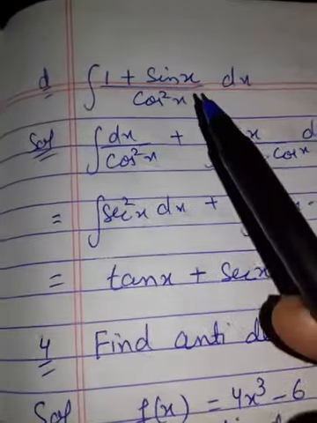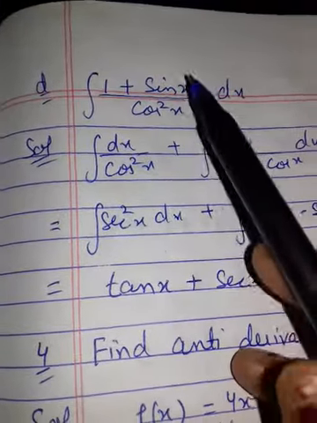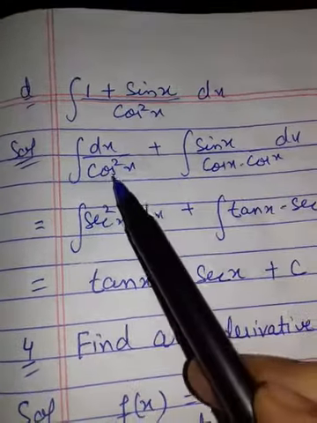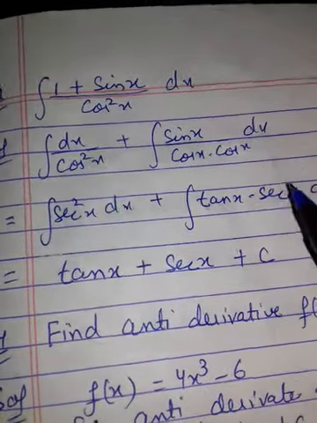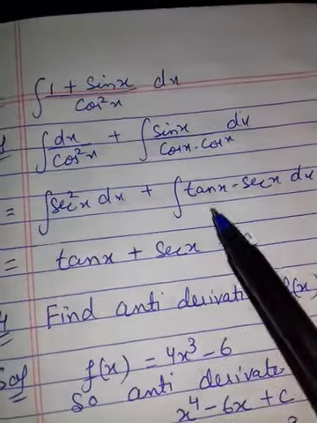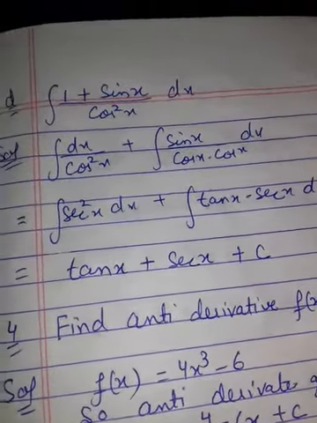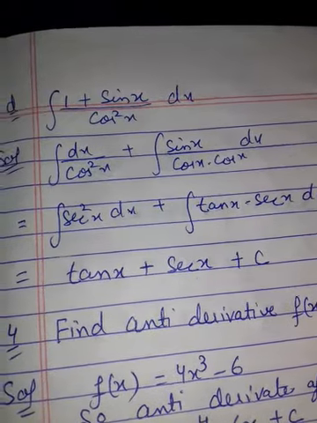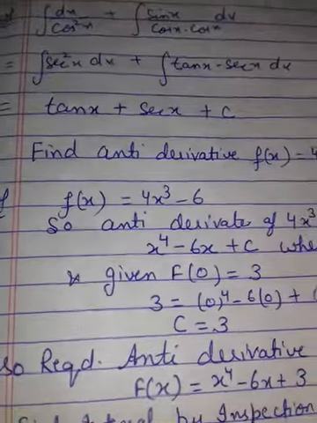Next is (1 plus sin x) upon cos square x. First you take the denominator with the first term and here also. It becomes secant square x dx, and it becomes tan x secant x dx. What is the integration of this? Tan x. The integration of the second is secant x, plus c you keep there. I hope you are getting the integrations. You have to remember them to solve the sums.